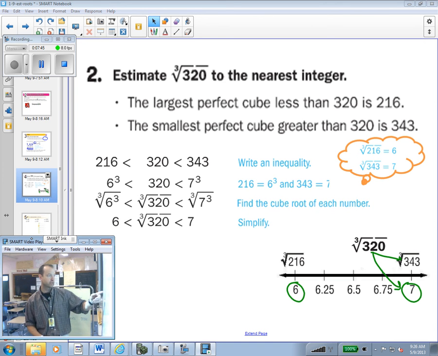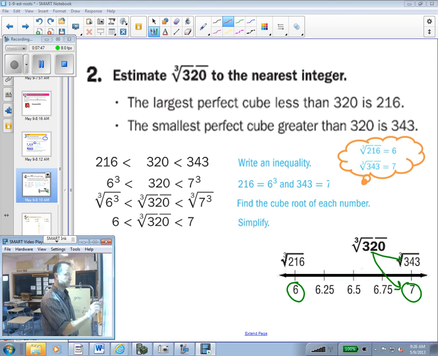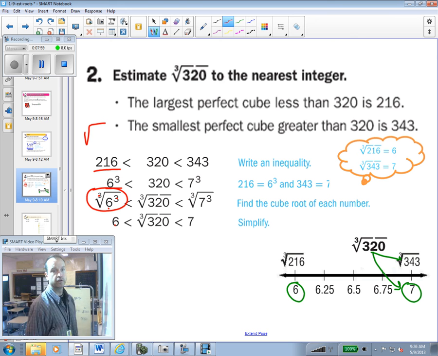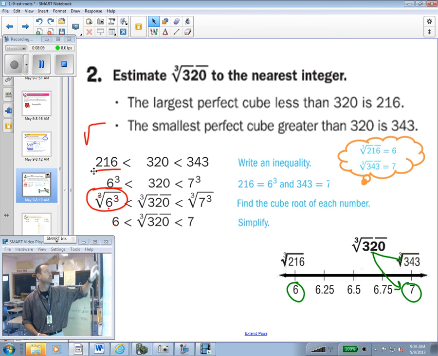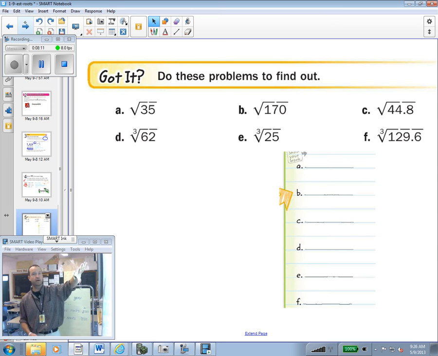So that's what this part does. It shows you that 216 is 6 cubed, or 6 to the third power. Those are inverse operations. The cube root of 6 cubed is 6. Or you could write it this way, as they showed you over here. The cube root of 216 comes out to 6. They're showing you why. And then they're showing you that it falls in between those two, and our estimate here would be 7. So go ahead, there are some to try on your own.